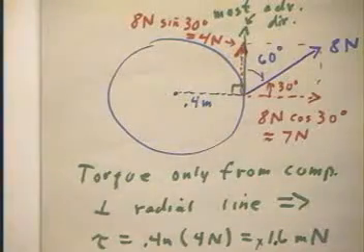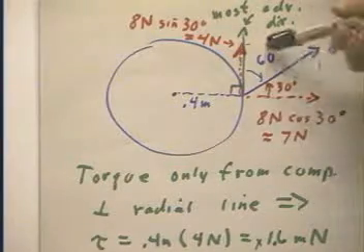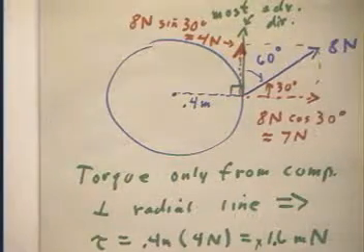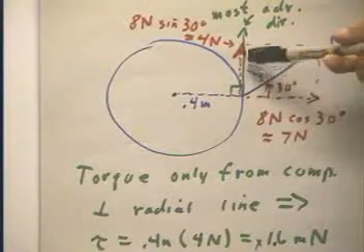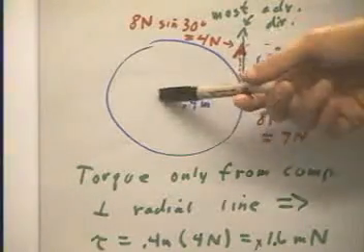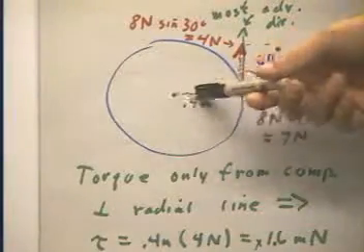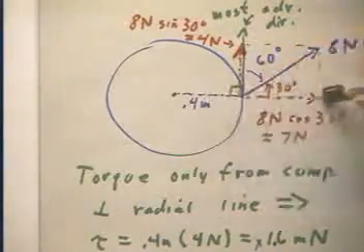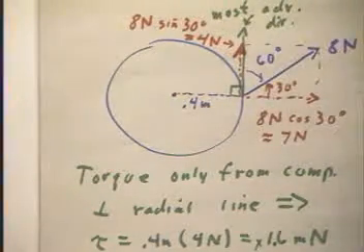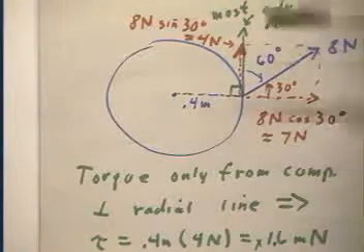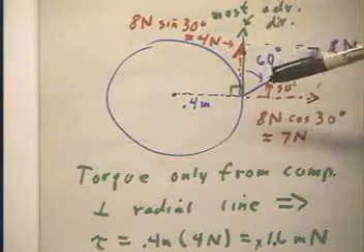We now ask what happens if the 8 Newton force is applied at 60 degrees to the most advantageous direction. Well, the most advantageous direction again is perpendicular to the moment arm. This time I drew the moment arm in the direction of the x-axis, although this whole thing could be rotated to any position and we get the same result. So the most advantageous direction is the direction of the green arrow.